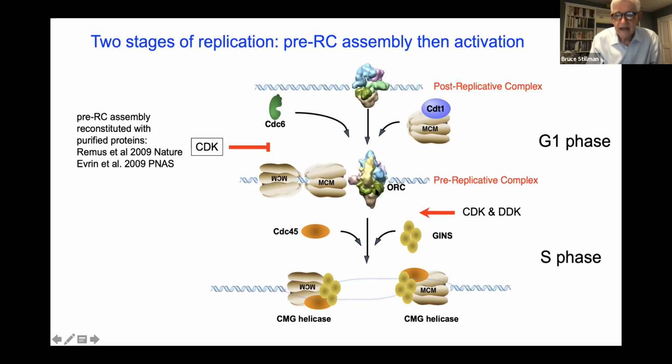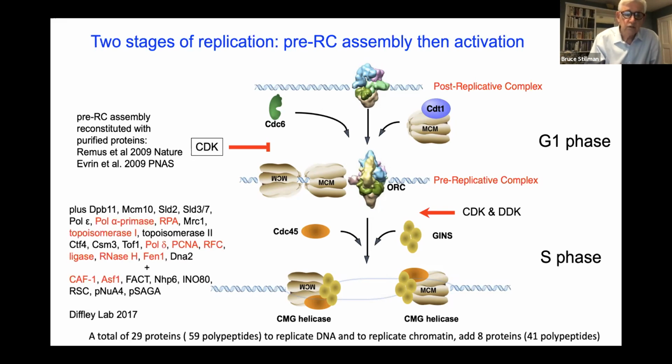Paradoxically, the activation of this complex here, and particularly the MCMs, which are in head-to-head juxtaposition, are activated by recruiting a whole bunch of proteins, including CDC45 and GINS, which form the active helicase. And this requires the cyclin-dependent kinase and also the CDC7-DBF4 kinase. And so not only do CDKs inhibit DNA replication, but they also activate DNA replication. Hence, one has to progress through the cell cycle to go through this whole process.